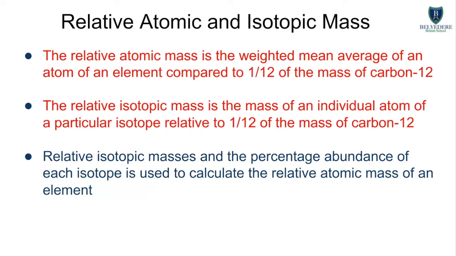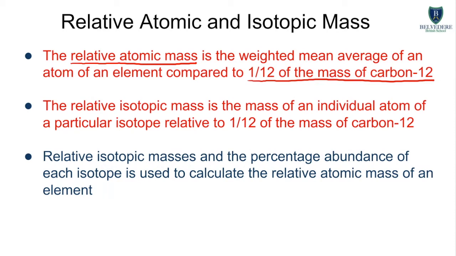Now, when we're talking about the relative atomic mass, you did meet this last year, and we're just going to tighten up the definition that we use. We say that this is the weighted mean average of an atom of an element compared to 1/12 of the mass of carbon 12. So when we're talking about relative, it's because all of the masses of these atoms are measured relative to the mass of carbon 12.